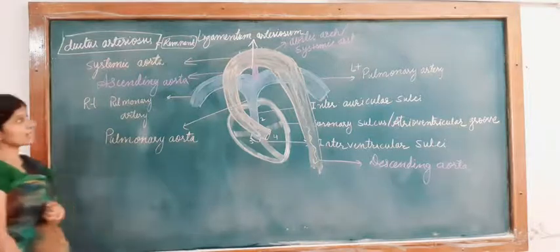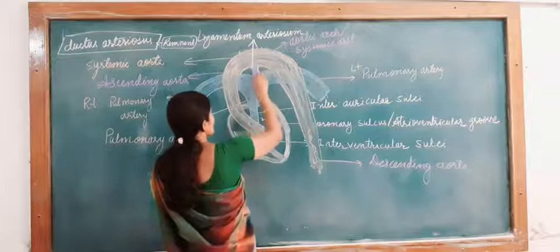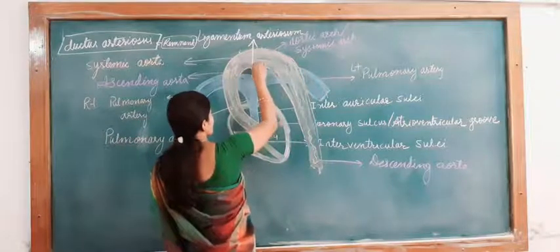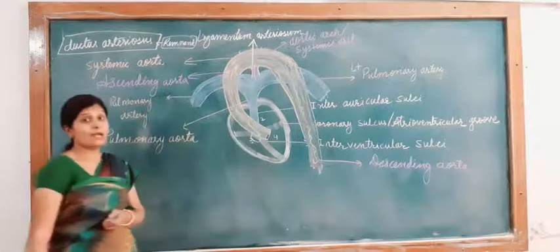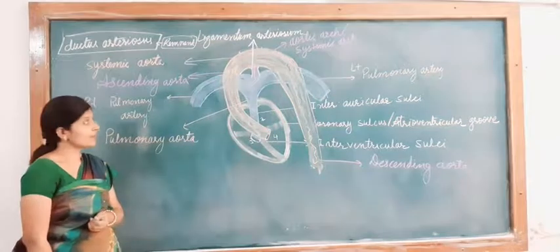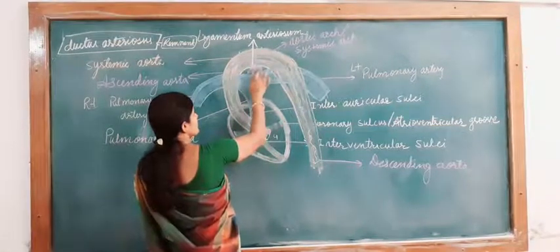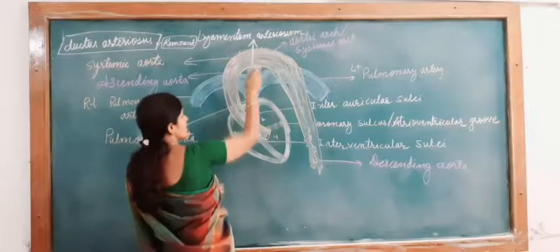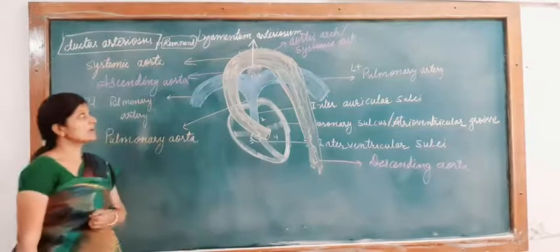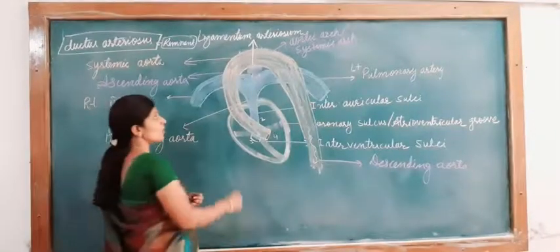It means that during embryonic development, this opening is present, and oxygenated and deoxygenated blood can be combined. But immediately after the birth, this hole gets closed, the opening between the systemic arc and the pulmonary aorta.